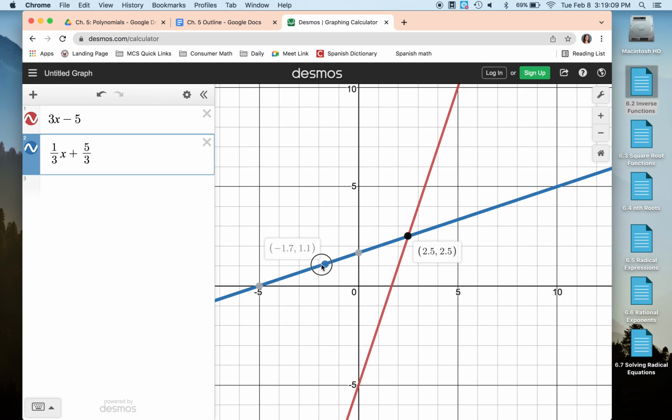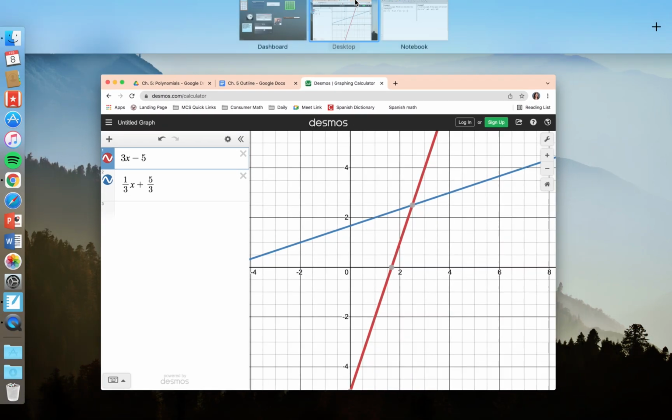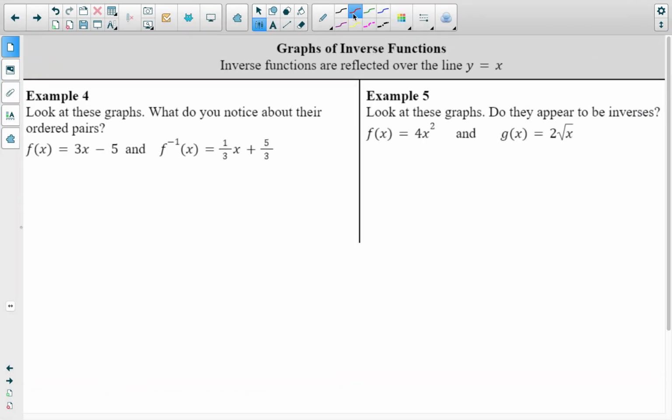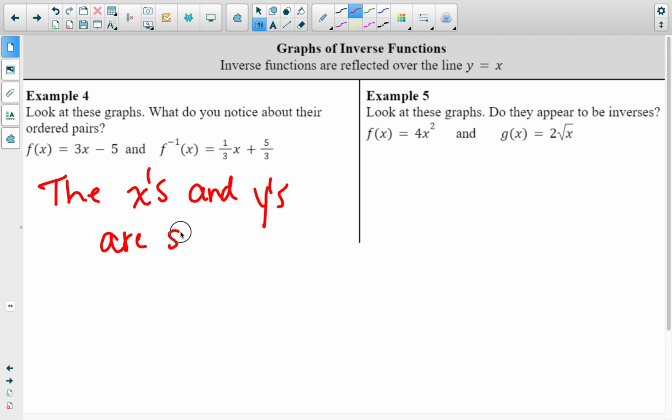So the x's and y's get flipped. All right, here we have on the blue line -2, 1, which means that on the red line we should have 1, -2. 1, -2, and look at that, we do. Okay, so that's an intro to the graphs of inverse functions. So we notice that the x's and y's are swapped.